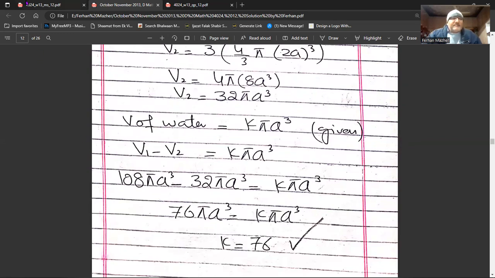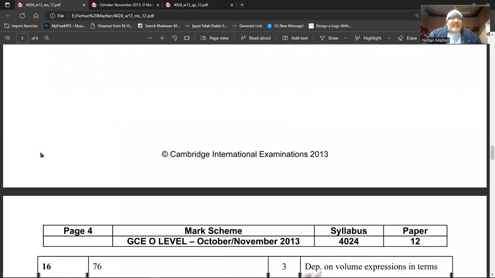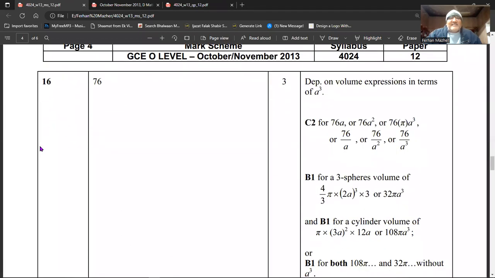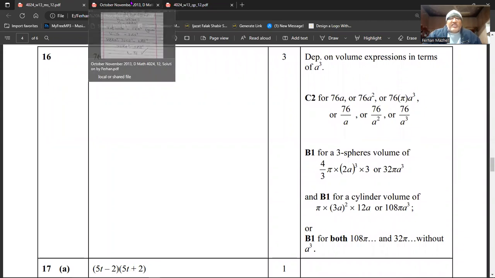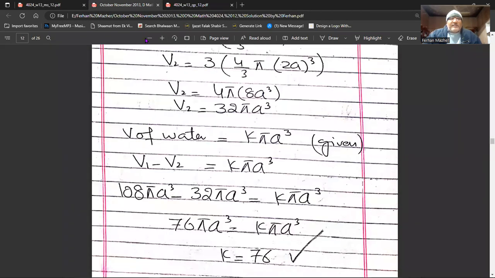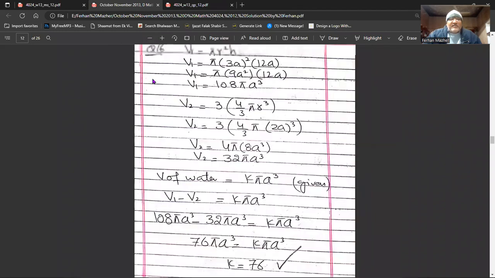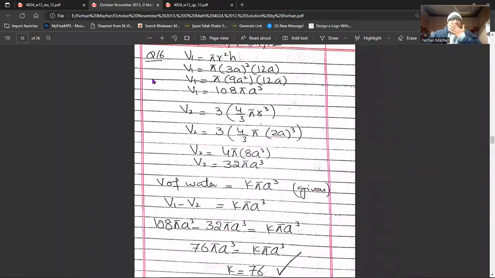So let's check. The K value is 76. Question number 16, the solution is showing up on your screen. You can pause the video, you can take your time. Let me reduce the size so you can see. Question number 16, the whole solution is showing up on your screen.